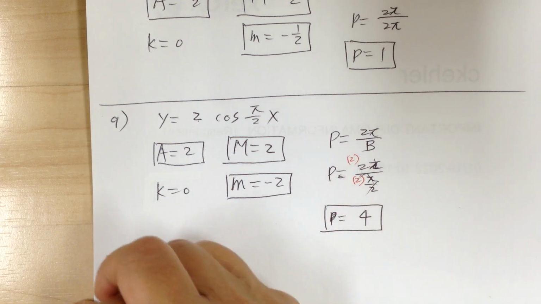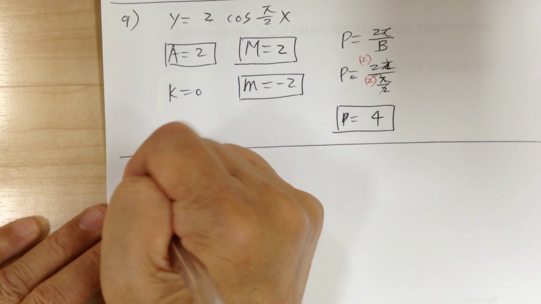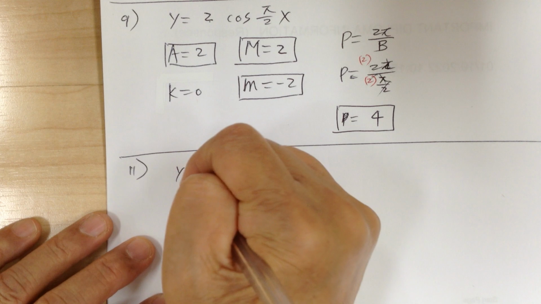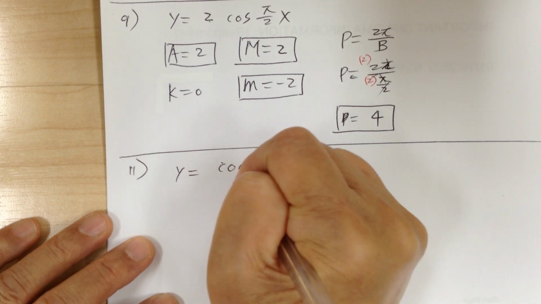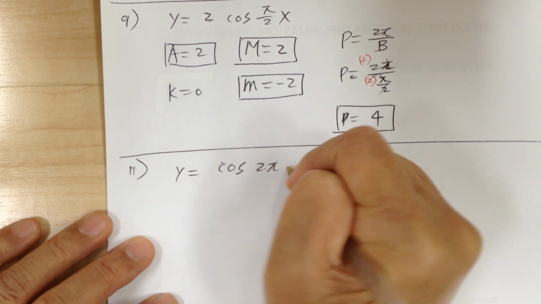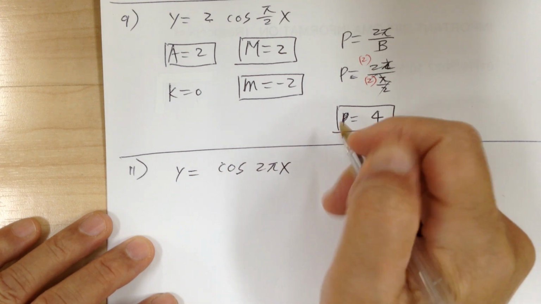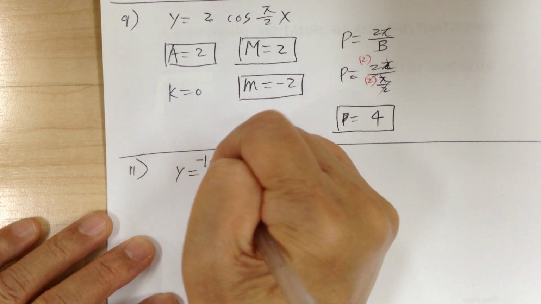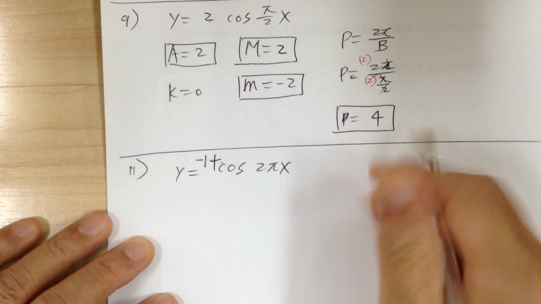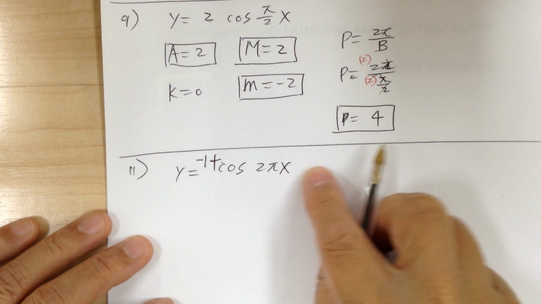Okay, next one. So y equal to cosine 2 pi x, and I don't like to write the -1 in the back. I'm going to write it in the front, because normally it's kind of strange to put it in the back.